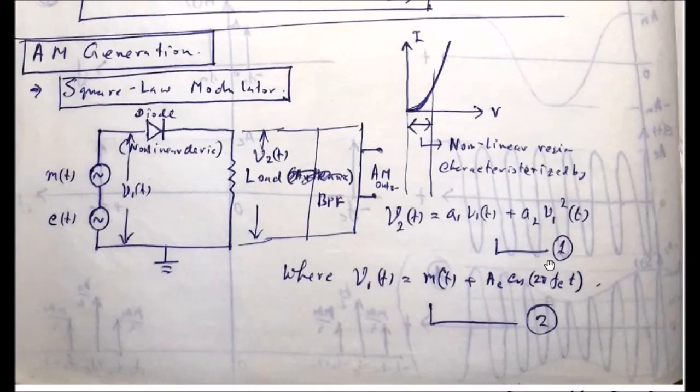Now I am coming to the next topic. Next topic is amplitude modulation wave generation. How can we generate the amplitude modulated wave? Amplitude modulated wave can be generated by means of a square law modulator. It is a very important topic. Remember, what is a square law modulator?